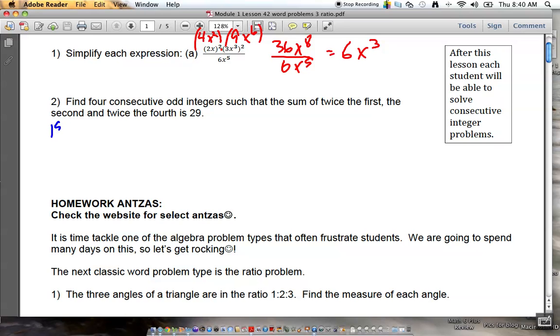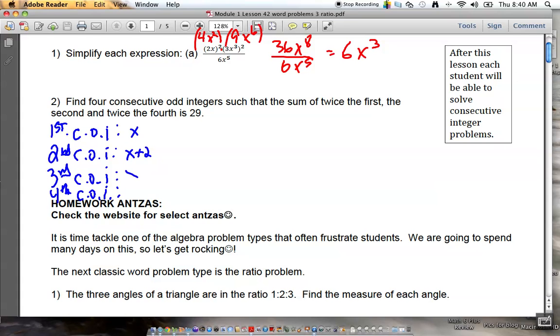This is about consecutive integers, so I'm going to write first consecutive odd integer, second consecutive odd integer, third consecutive odd integer, and fourth consecutive odd integer. And what do we always let the first one be? X. Next. X plus 2. Next. X plus 4. Next. X plus 6. Good. So that's my setup, and that is the equivalent of drawing a picture of a triangle, like your quiz, or as we've done for several days in a row now, rectangles for perimeter problems.